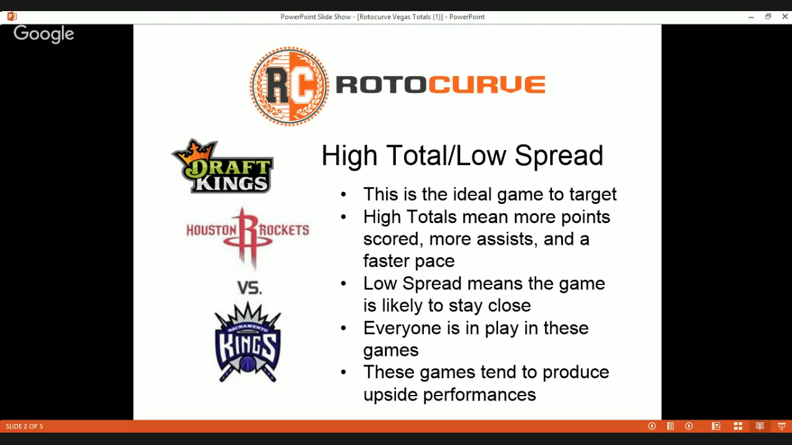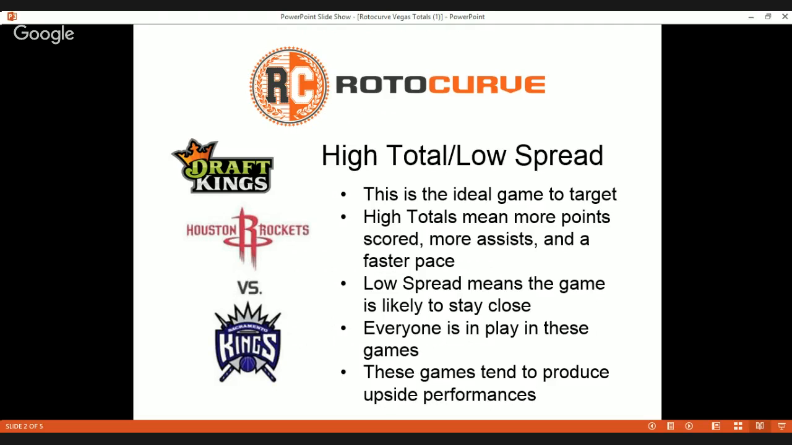Maybe he cuts it down by a minute or two in a close game like this in order to have his best players on the floor more. So like I said, these are the ideal games that we look to target, the ones with the high totals and the low spreads. In games like this, the kind of guys that you want to target is basically everybody. Everybody's in play in a game like this.